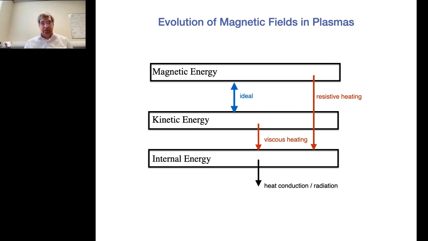Eventually, the plasma can radiate and can get rid of its internal energy, either by radiation or by heat conduction with the environment. What is not included in MHD, at least not explicitly, is a further energy loss mechanism by accelerating particles in electric fields, but that is not directly accounted for in MHD.